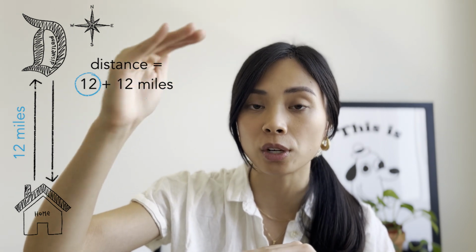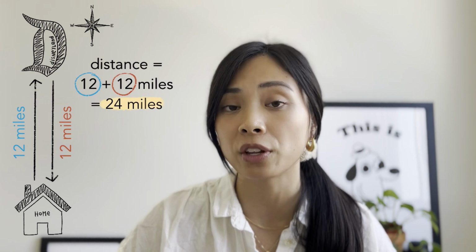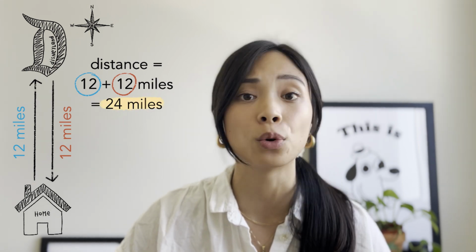Now, if we're going to do the round trip from your home to Disneyland and back to your house, then that would be obviously 12 miles going to Disneyland and another 12 miles going back home. And so your round trip distance would be 24 miles total. That's the total ground that you've covered.